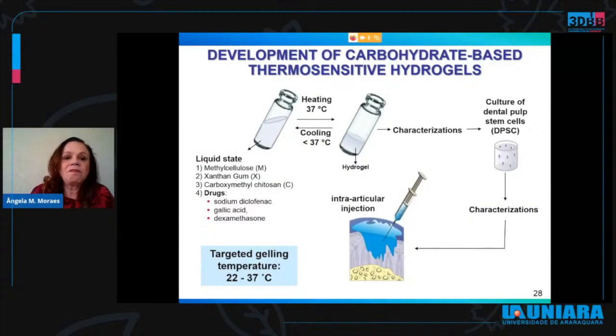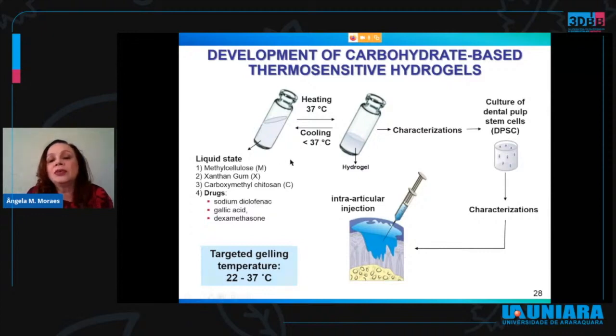So in the first case, we developed carbohydrate-based thermosensitive hydrogels by mixing methyl cellulose, xanthan gum, and carboxymethyl chitosan. We kept xanthan gum because of its very interesting rheological properties, chitosan because of its interesting properties regarding wound healing, and methyl cellulose to have the material thermosensitive. And we added 3 types of drugs too: sodium diclofenac, gallic acid, and dexamethasone. Sodium diclofenac and dexamethasone have anti-inflammatory activity, and gallic acid can form bonds between chitosan molecules, or also between collagen molecules in the cartilage when applied to the cartilage. So it would improve the structure of the material once injected.